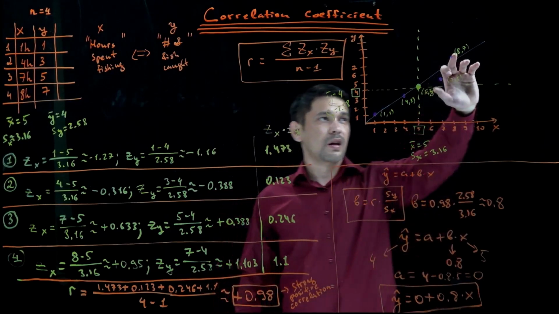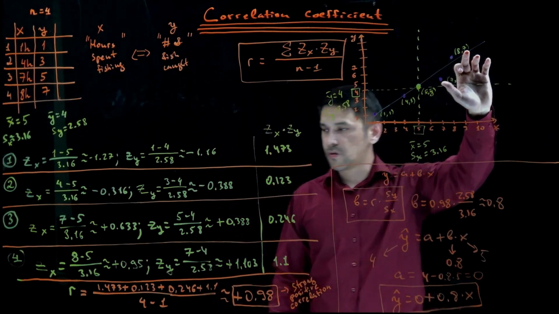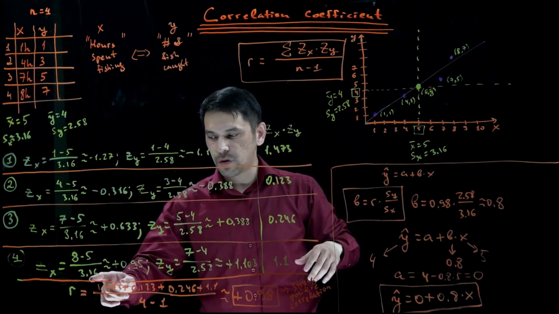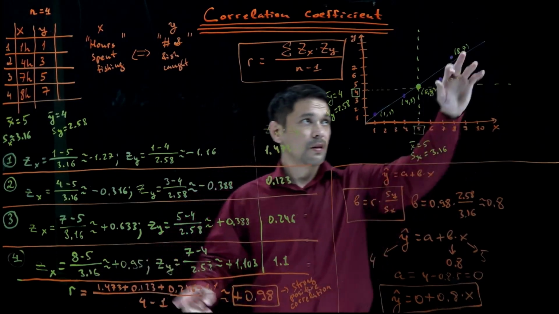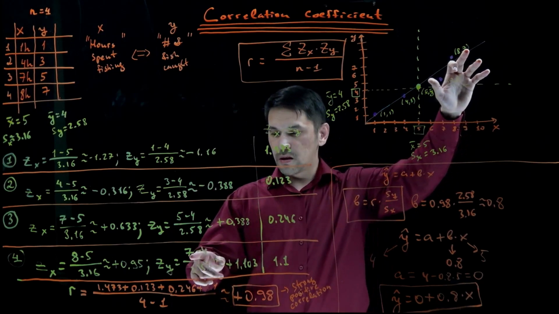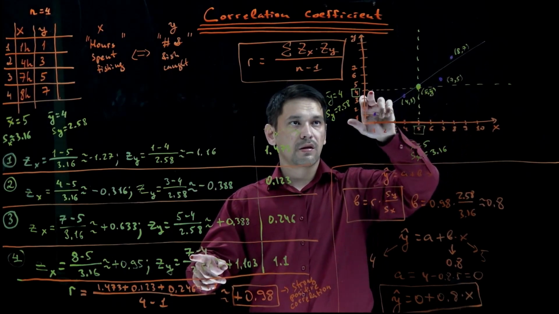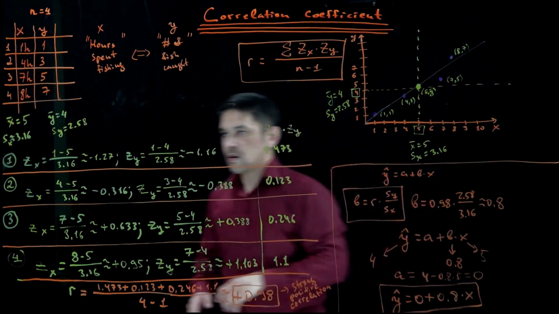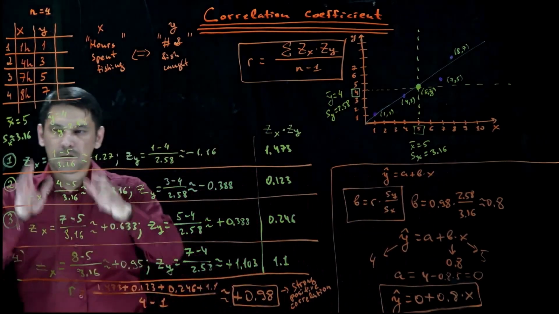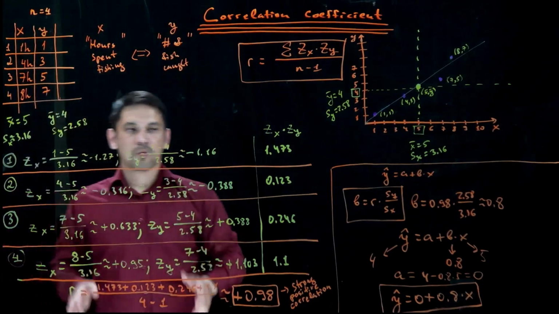The last person has an x value of 8 and a y value of 7. So it's 8 minus 5 divided by 3.16. That gives me plus 0.95. Now the z-score for his y value is 7 minus 4 divided by 2.58. That's plus 1.103. Now we know all the z-scores for all the x and y values.